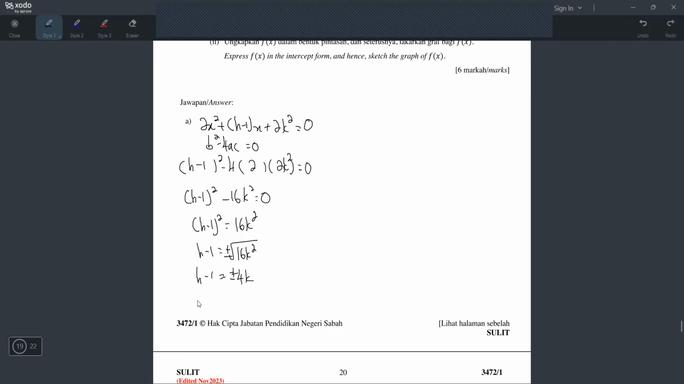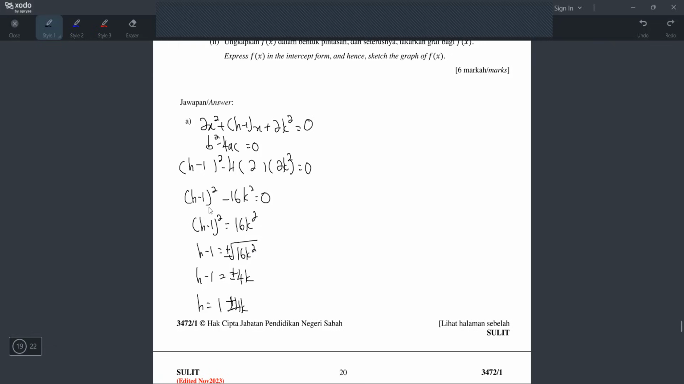And then here is H minus 1. So now it will be H equals to negative 1. When you move there, it becomes what? Plus minus 4K, and then minus 1 becomes plus 1. But if you don't like the 1, you can also write in front, right? Okay, so I'll write in front. So this is your H answer, 1 plus minus 4K.